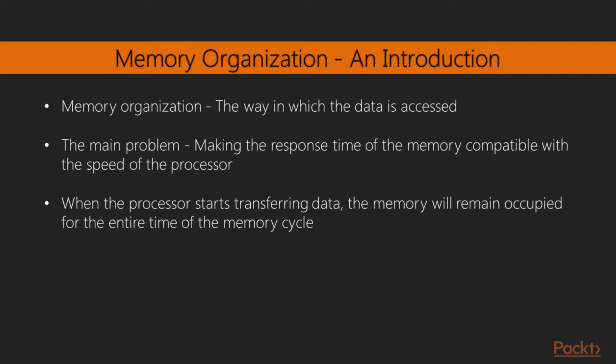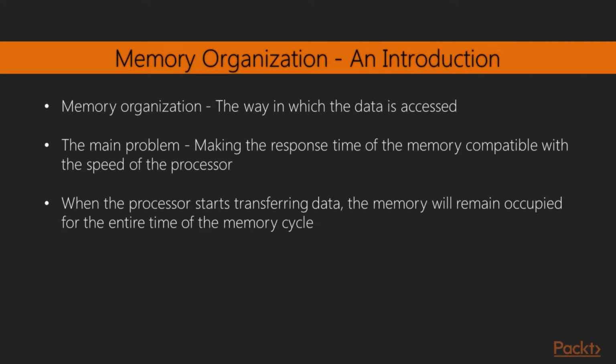Another aspect that we need to consider to evaluate a parallel architecture is memory organization, or rather the way in which the data is accessed. No matter how fast the processing unit is, if the memory cannot maintain and provide instructions and data at a sufficient speed, there will be no improvement in performance. The main problem that must be overcome to make the response time of the memory compatible with the speed of the processor is the memory cycle time, which is defined as the time that has elapsed between two successive operations.